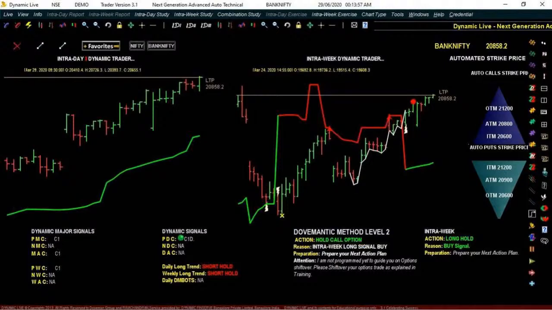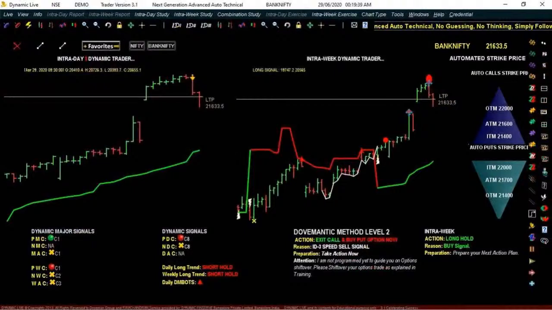And later at some point, very clearly, it will be written as exit call option. So once it says exit call, it means you are supposed to exit the call option that you have already bought. So when to enter, how long to hold, when to exit, automatically it will guide you on this. Your job is to just follow whatever it tells you to do. Do you think you have to learn anything here? There's absolutely nothing. You can straight away start trading, isn't it?